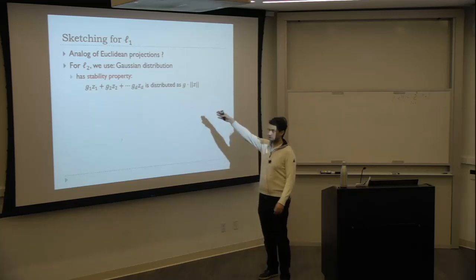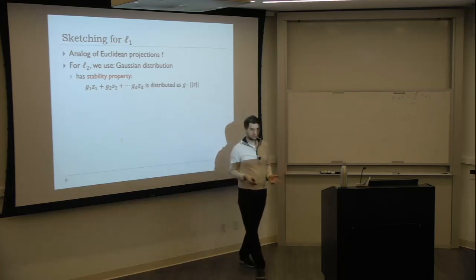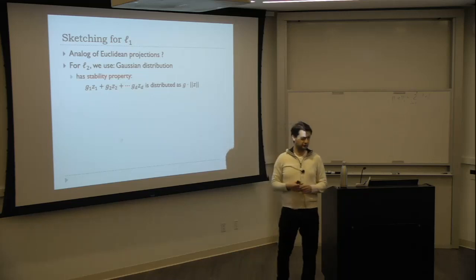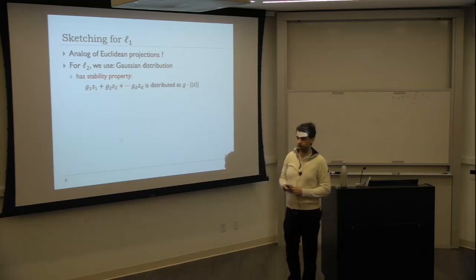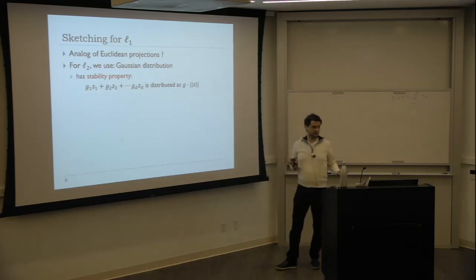Having this property is enough to prove the Johnson-Lindenstrauss lemma, for example. This is the main property that one uses of the Gaussian distribution. Just to make sure that it connects to yesterday.